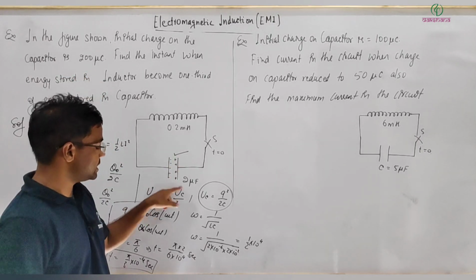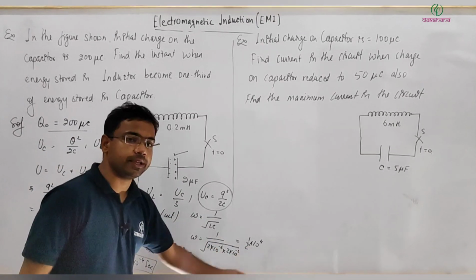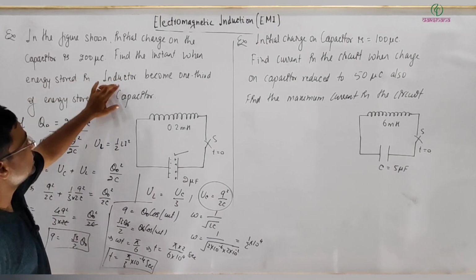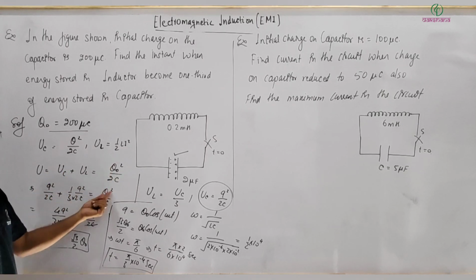L is given, C is given, so we can directly get omega as 1 by under root LC. Solving, we are getting this. The condition given is to find the instant when the energy stored in the inductor becomes 1/3. Energy stored in the capacitor plus inductor is the total energy.